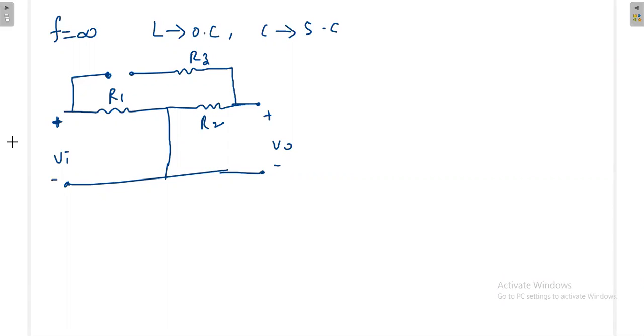V output equal to 0, sir. Yes, V output is equal to 0. Okay. Here, V output is equal to 0. So again, how is it 0?